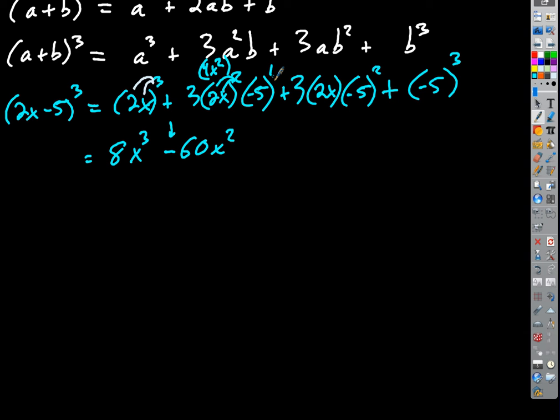How about over here? So -5 squared is what? 25. So we can replace that with 25, and then I just have to multiply all that out. Well, 2x times 25 would be 50x, times 3, 150x. Good. And then finally, -5 cubed. We know it's going to be negative because I've got a negative to an odd power. So I know I'm getting negative, and what's 5 cubed? 5 times 5 is 25, times 5 is 125. Okay, so there's my answer.